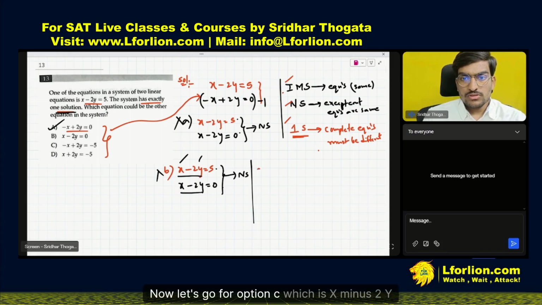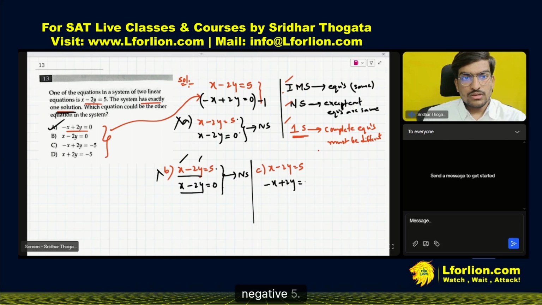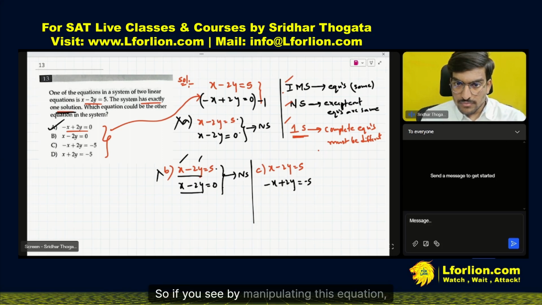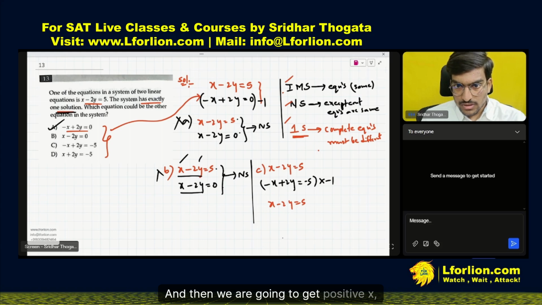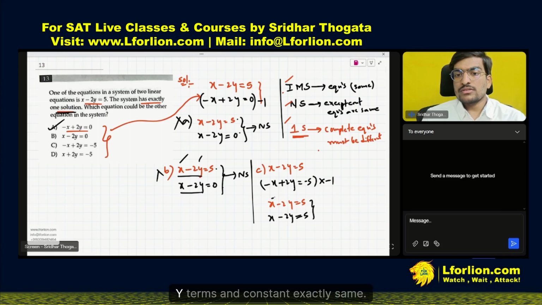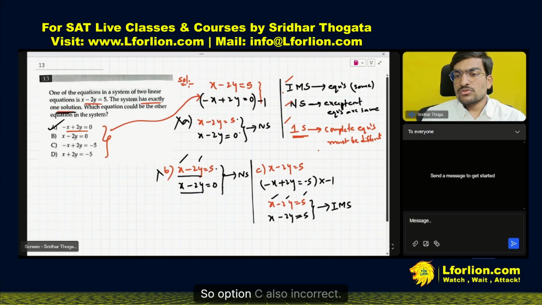Now let's go for option C, which is x minus 2y equals 5, and then option C is minus x plus 2y equals negative 5. This is the given C equation. So if you see, by manipulating this equation, by multiplying by 1, we are going to get almost the same equations. Let's see, x minus 2y equals 5, and then we are going to get positive x, negative 2y, positive 5. You can see x terms, y terms and constant are exactly the same. This comes under infinitely many solutions. So option C is also incorrect.